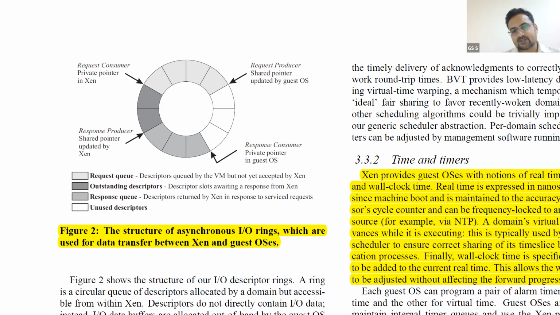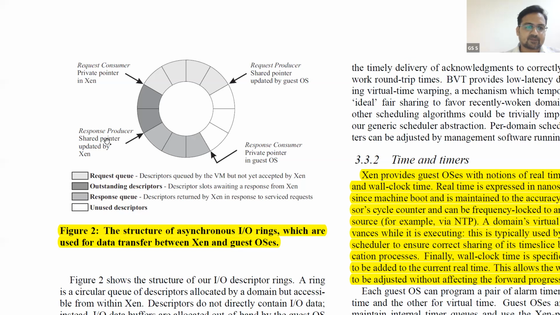That common mechanism is known as input-output rings. You can see this diagram. This is known as asynchronous input-output rings. What is the purpose? Data transfer between Gen and the guest operating system. Its nature is circular. We created circular linked lists in data structures. The purpose is quite similar. How many pointers are there? There are 4 pointers. What is the purpose of each pointer? Let us see one by one.